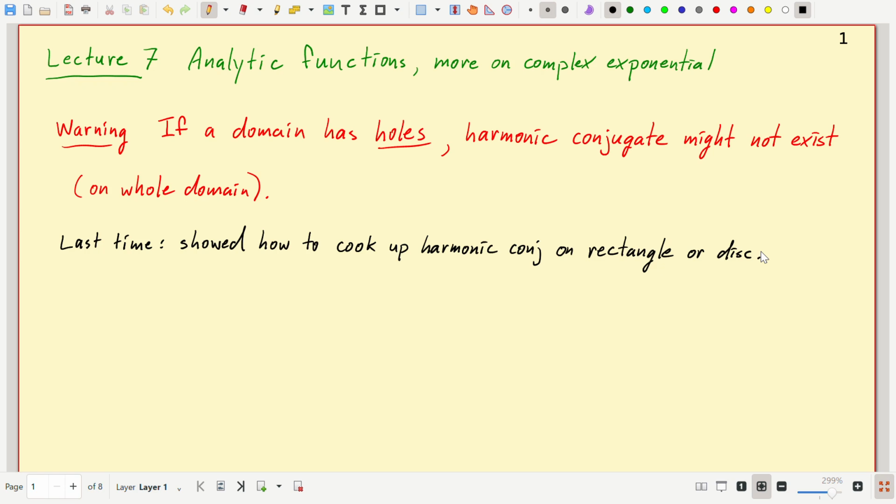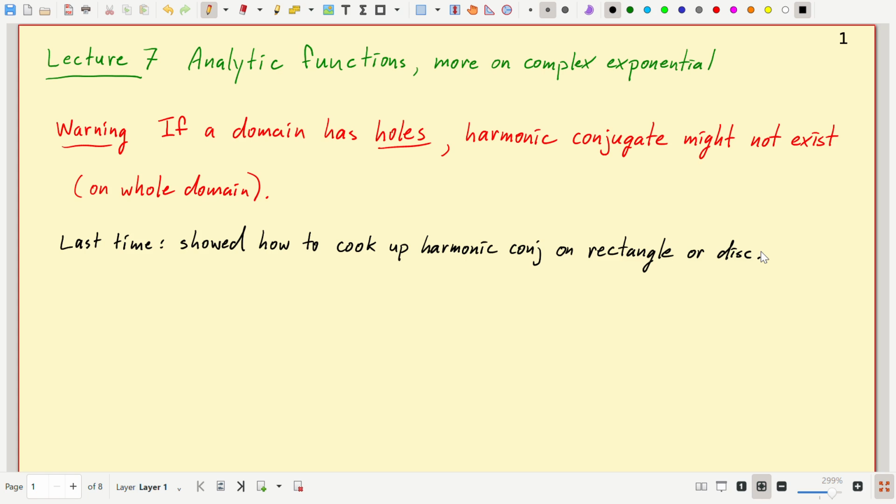Well, I want to say some more about basic calculus of analytic functions today. Before I get rolling, I mentioned at the end last time that the procedure I showed you to come up with a harmonic conjugate works beautifully in the case of a rectangle domain or a disk. There's a situation when it might not work, and that is if a domain has holes.